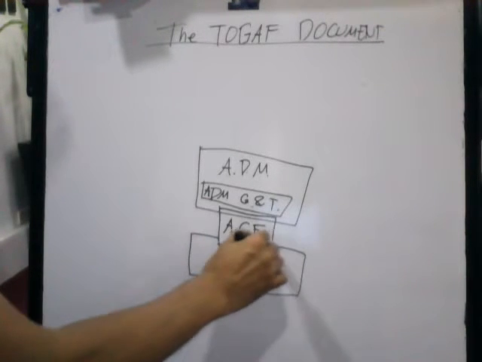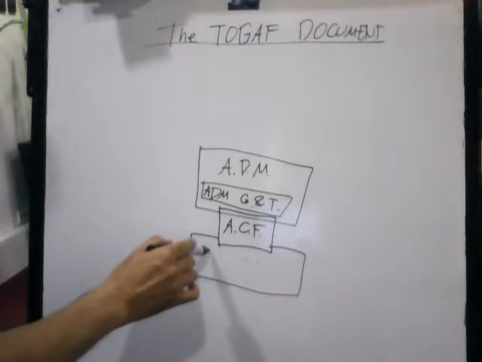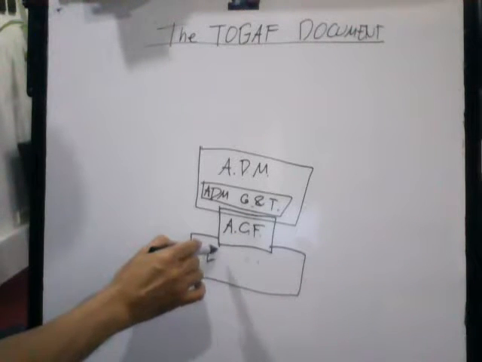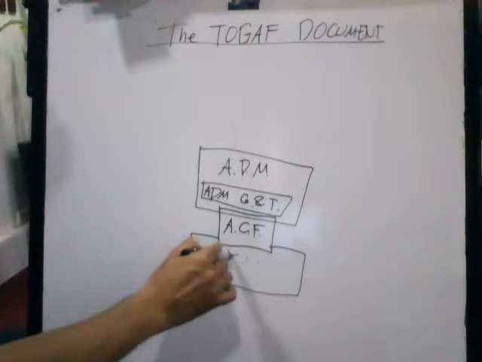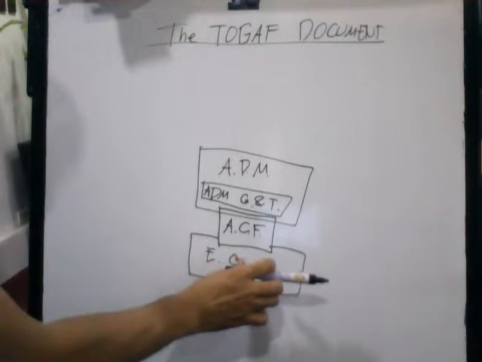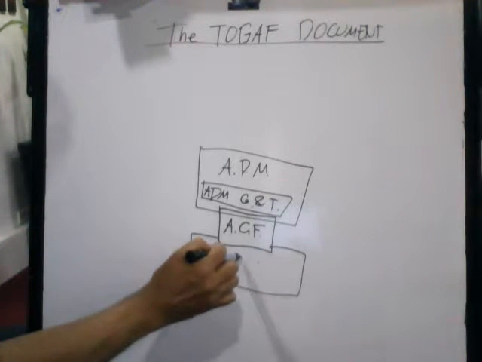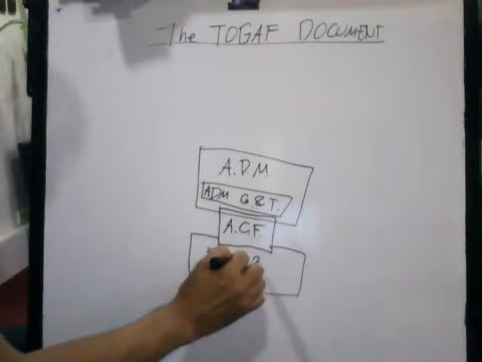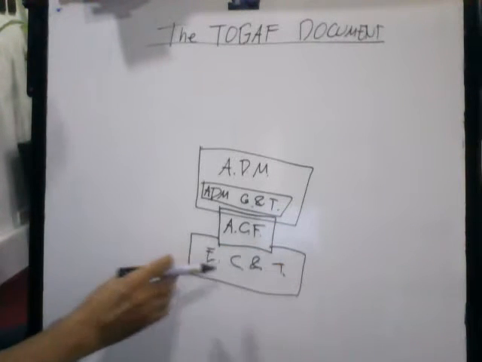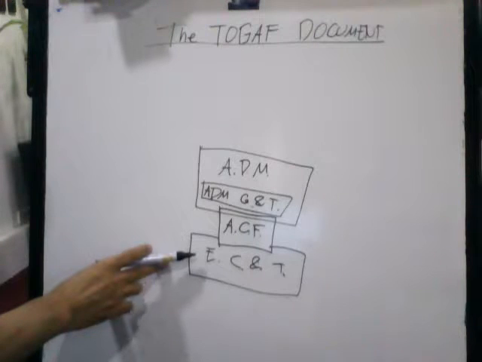Here we have the enterprise continuum and tools. Now, the enterprise continuum and tools discusses appropriate taxonomies and tools to categorize and store the outputs of architecture activity within an enterprise.